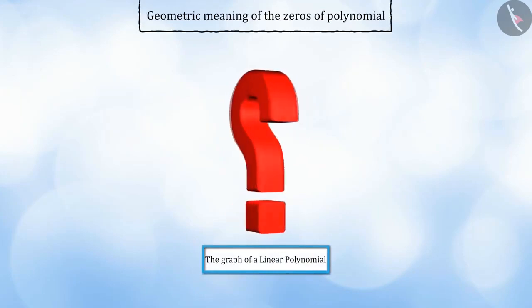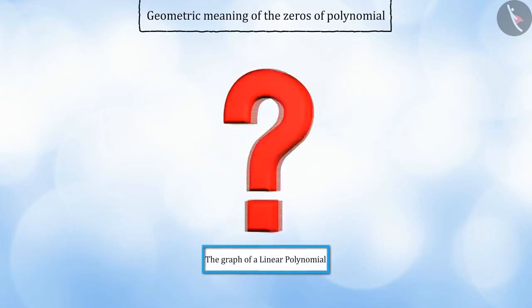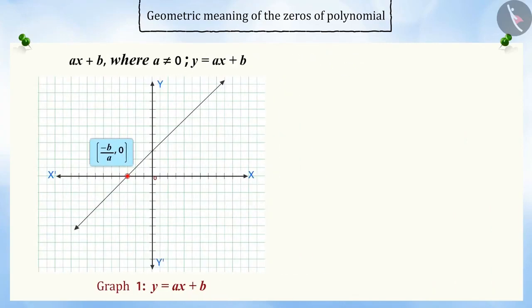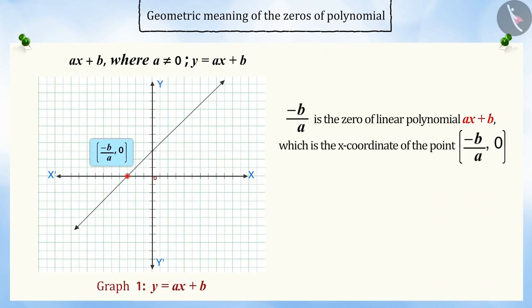Can you tell how the graph of a linear polynomial will look? For a linear polynomial ax plus b, the graph y is equal to ax plus b is denoted by a straight line, which intersects the x-axis at the point minus b by a, 0. This gives us the conclusion that the linear polynomial ax plus b has one zero, minus b by a, which is the x-coordinate of the point minus b by a, 0.